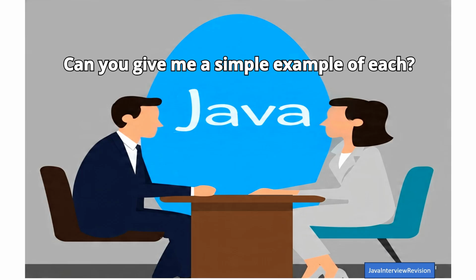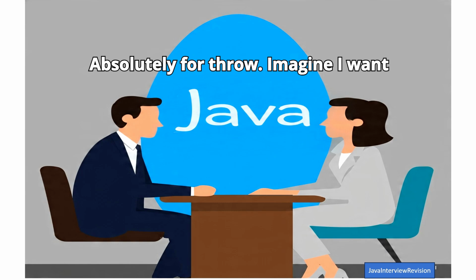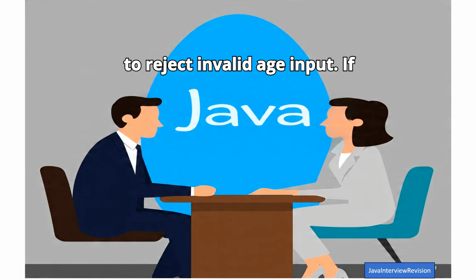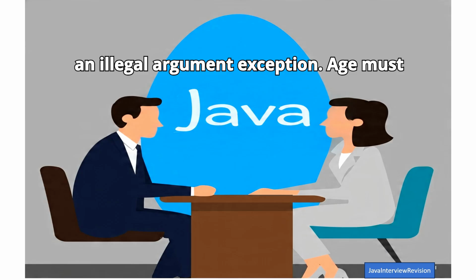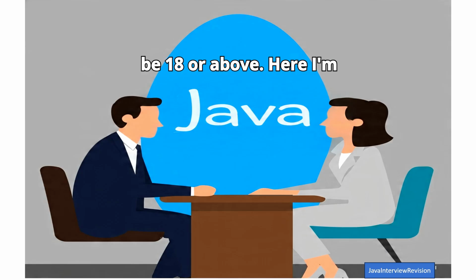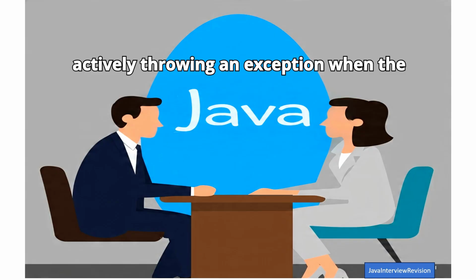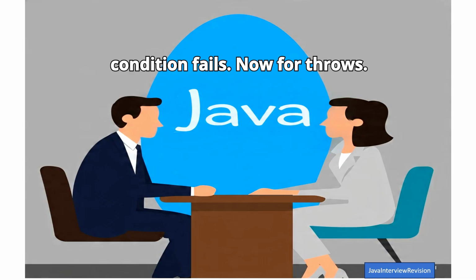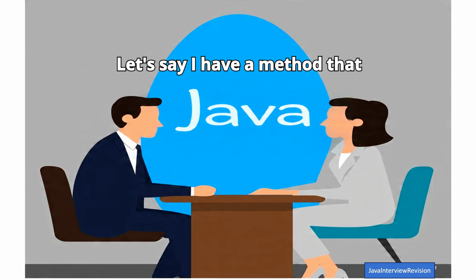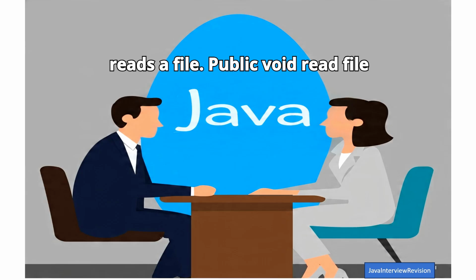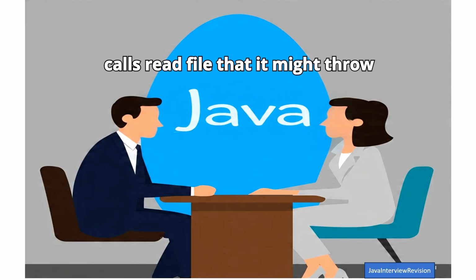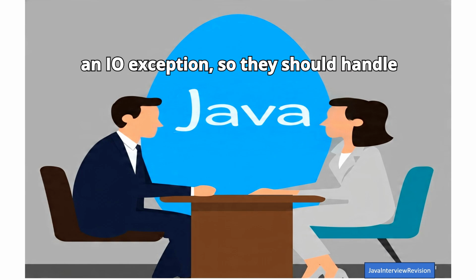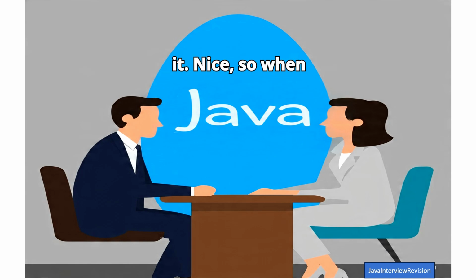Can you give me a simple example of each? Absolutely. For throw, imagine I want to reject invalid age input. If age is less than 18, throw an IllegalArgumentException, "Age must be 18 or above." Here, I'm actively throwing an exception when the condition fails. Now, for throws, let's say I have a method that reads a file. public void readFile() throws IOException. This tells whoever calls readFile that it might throw an IOException, so they should handle it.